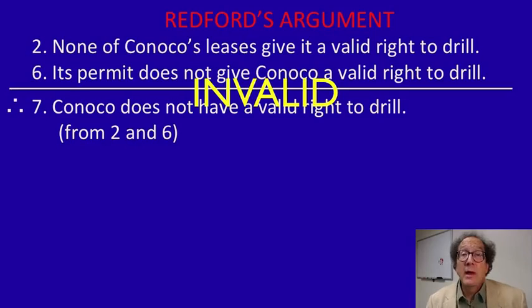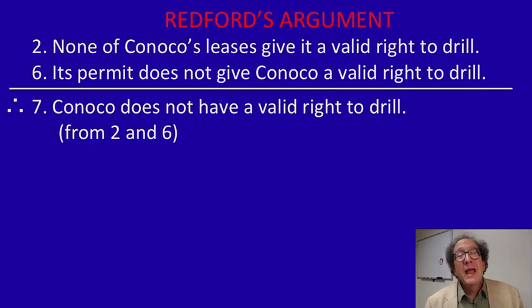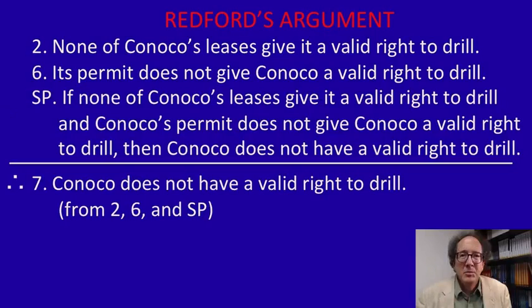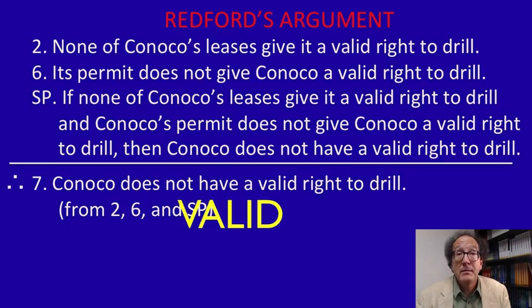Well, yeah, if there were some other way for it to get a valid right to drill. So, to make that argument valid, we have to add another suppressed premise, which says, basically, if the lease and the permit don't give it a valid right to drill, it ain't got none. More formally, and more stilted, we can add a suppressed premise that says, if none of Conoco's leases gives it a valid right to drill, and Conoco's permit does not give Conoco a valid right to drill, then Conoco does not have a valid right to drill. And that should make that step of the argument valid.